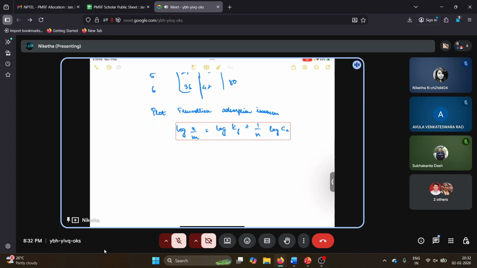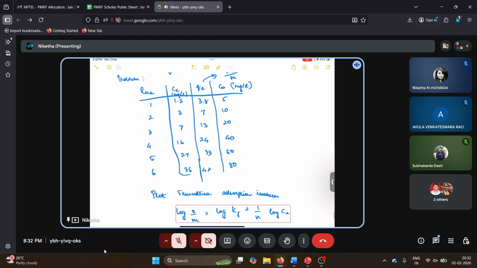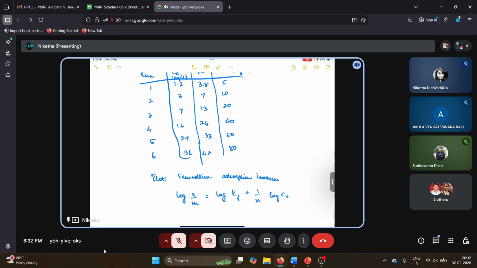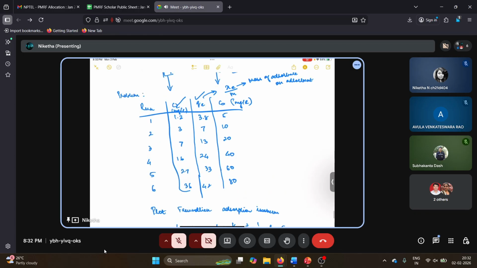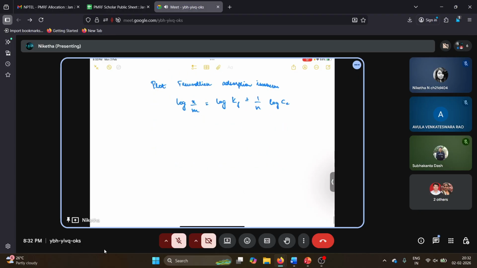So now what all do you have? You have x by m, which is Qe, and then you also have Ce. But in the equation, they have asked for log x by m and log Ce. So you have to find the log of both, log Qe and log Ce. So can you find the log of these two values and tell me?